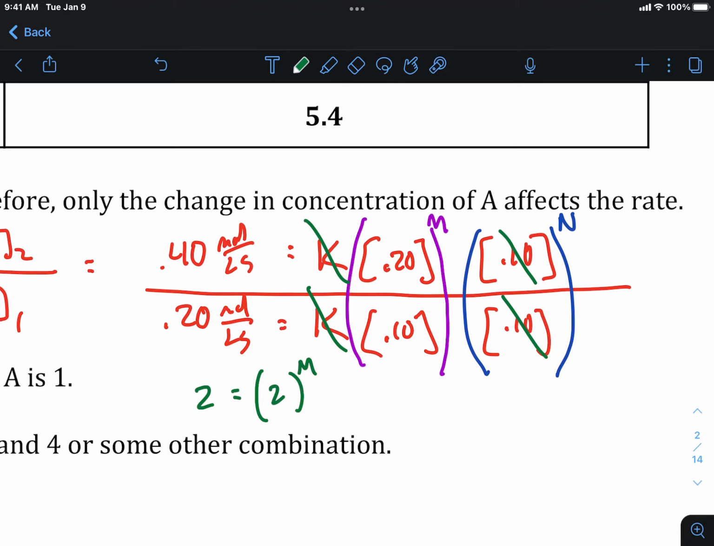Just check that and make sure that makes sense to you. Look and see what's happening. 0.4 over 0.2 is 2. 0.2 over 0.1 is 2. When we solve for the order m, m is equal to 1. This is how we determine the order m. And the simplest way to do this is to make sure that you are able to completely cancel the concentrations of the other reactants. It simplifies this a lot, because otherwise we'd have too many variables that are unknown.